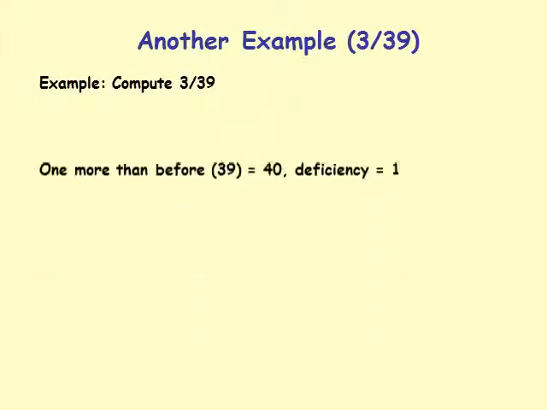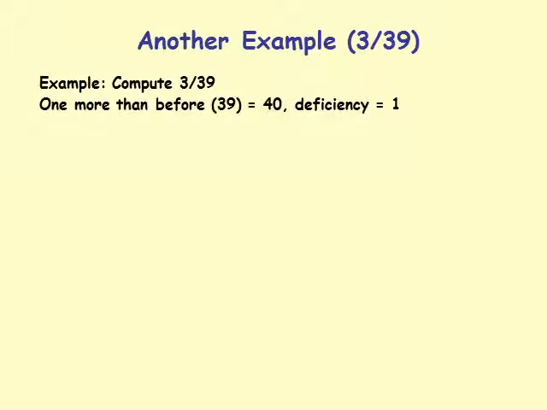Let's try another example. This time we would divide 3 by 39. Let's continue here. So here is the example: compute 3 divided by 39. The sutra we would use is "one more than the one before" of 39, which is 40. The deficiency of 39 from 40 is 1.